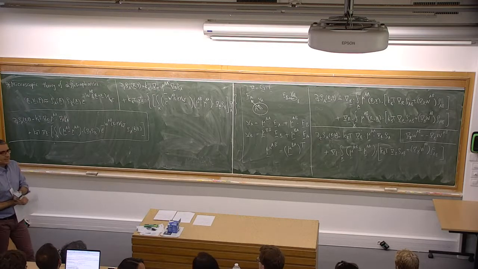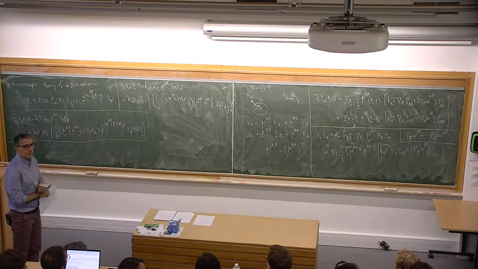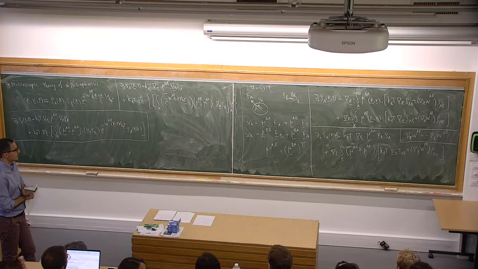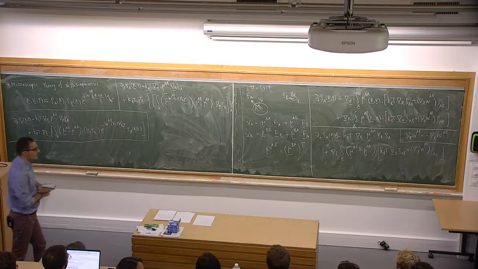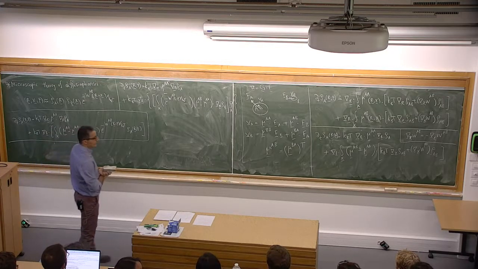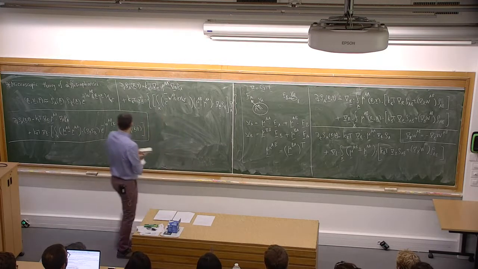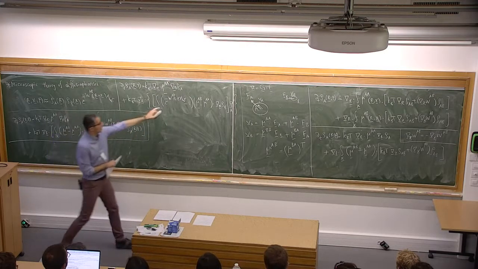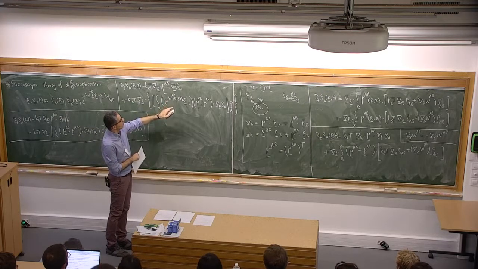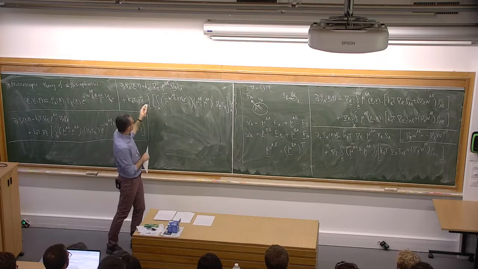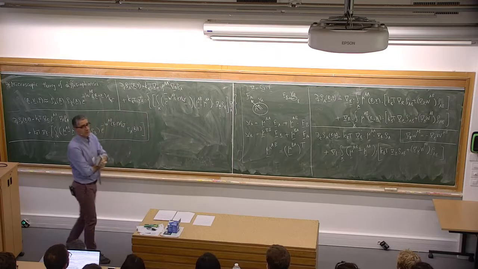Say it again, please. W is zero. Okay. Why should it be? This one. Then the expression for the drift velocity will be zero. Yes.